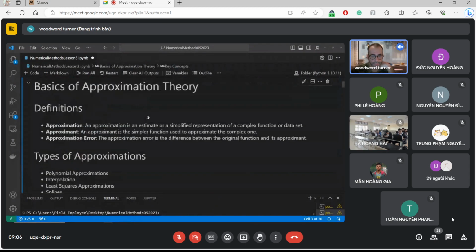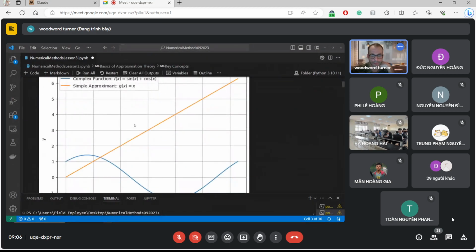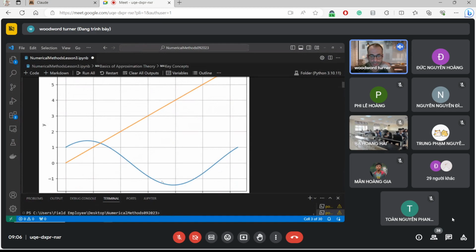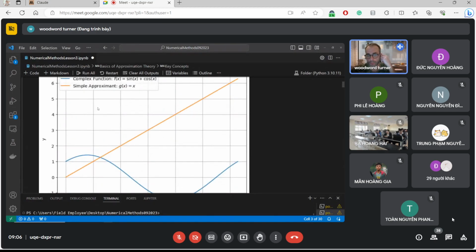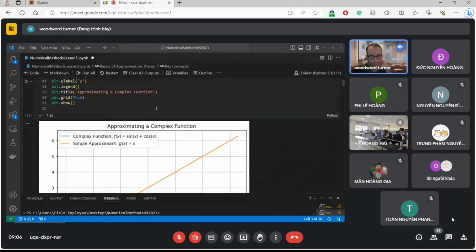All right, and you can see here from this graph that we have our function. Our sine x plus cosine x was just this curve here. And then we're trying to approximate it by g of x equals x. Not a very good approximation. So that wasn't a great function to choose. And we'll get into some methods today that will help to approximate that better.